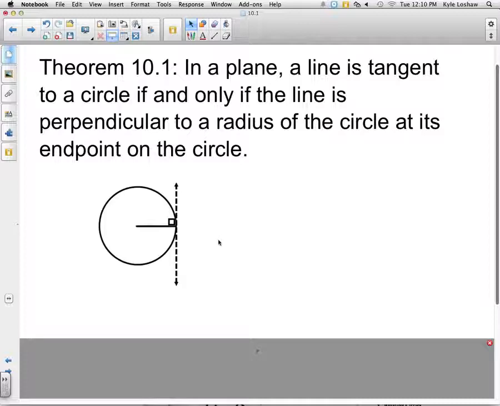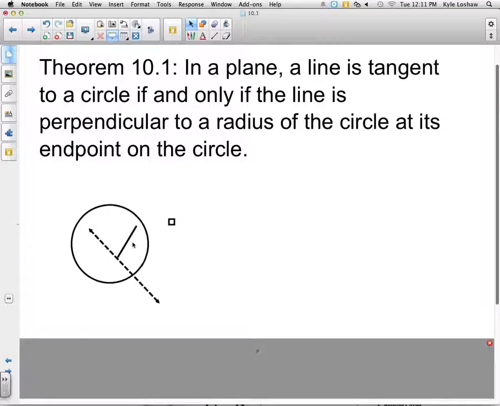Look at that. Those two are perpendicular. And if we take our radius and move it down here, the same concept applies. We've got to take our tangent line and alter it. And if we lay it again, look at that. Oh, I moved my circle. I didn't mean to move my circle. That's also perpendicular.